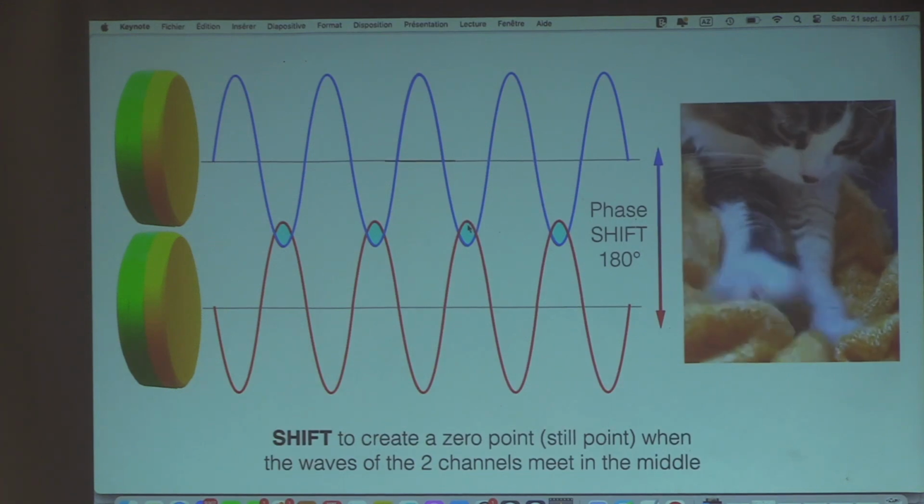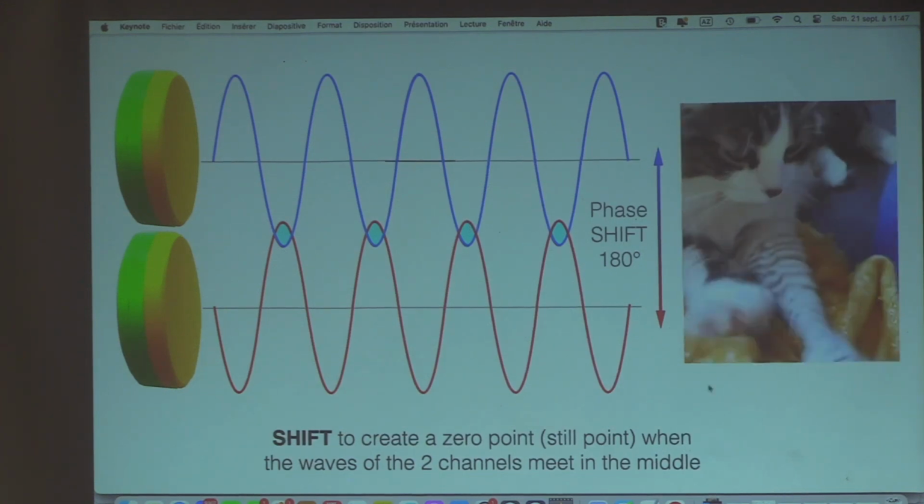Great metaphor, Patrick. The cat does that all the time.